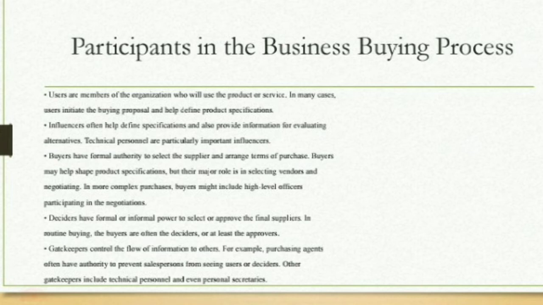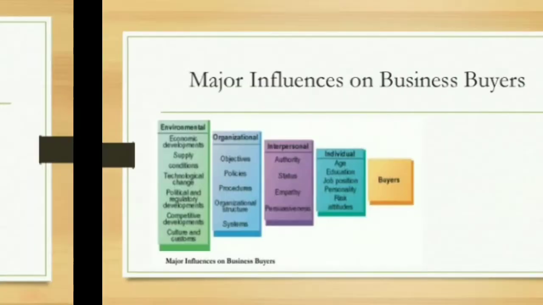Deciders have formal or informal power to select or approve the final supplier. In routine buying, the buyers are often the deciders or at least the approvers. Gatekeepers control the flow of information to others. For example, purchasing agents often have authority to prevent salespersons from seeing users or deciders. Other gatekeepers include technical personnel and even personal secretaries.